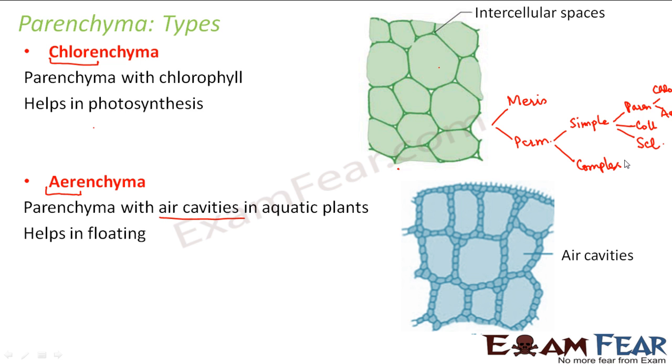So what did we study in parenchyma? It is the simple packing tissue. Its function is to provide support and also to store food, nutrients and water. It has two types, Sclerenchyma, which helps in photosynthesis because it has chlorophyll, and the other one is Parenchyma, which helps in floating for aquatic plants because it has air cavities. Let us now look at the next type, that is Collenchyma.